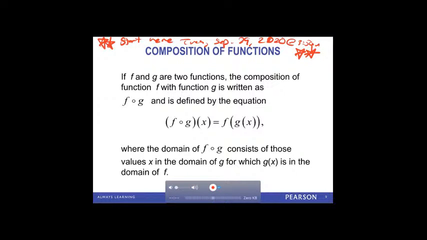This open circle, a common error students make is thinking it is multiplication. It is not multiplication. This is f composed with g of x, which means the second function inside the first function. This means f of g of x. So all we do is take f of x and replace each x with the function g.